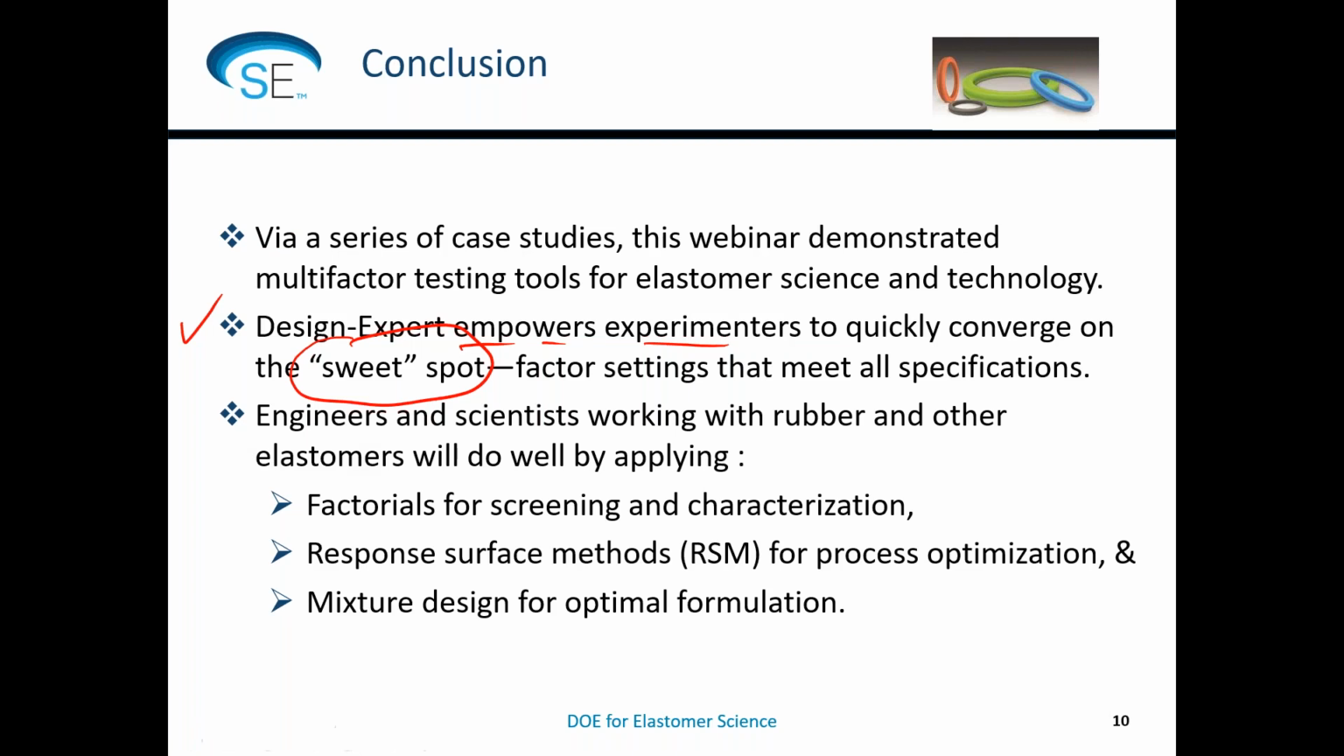So I think engineers and scientists working in rubber and other elastomers will do well by applying these various types of designed experiments: the factorials that are good for screening and characterization, the response surface methods, which are called RSM, for process optimization, and then the mixture design for optimal formulation, or some kind of combined design might be in order, depending on what you have in mind.